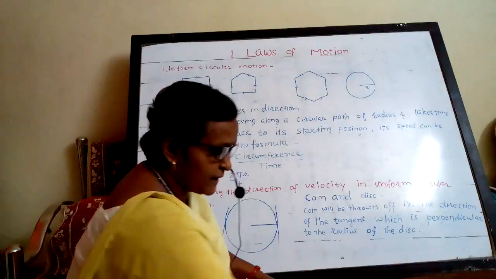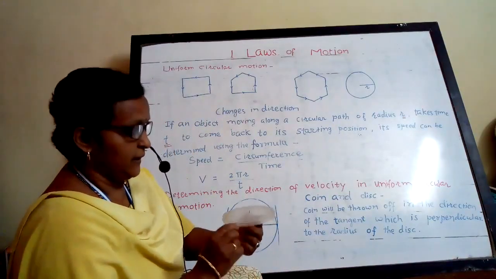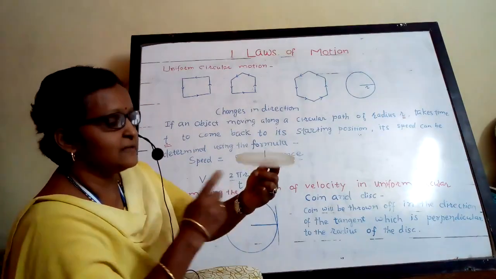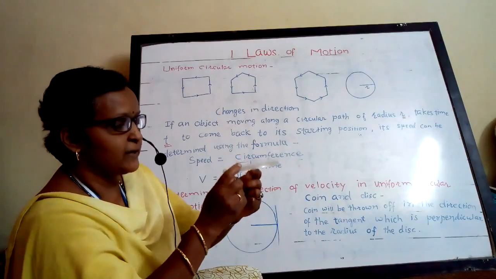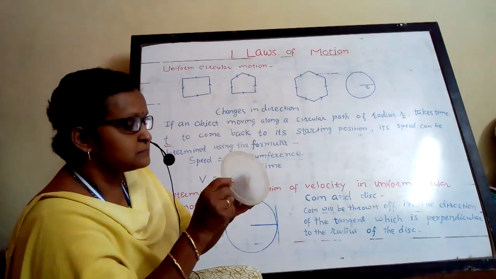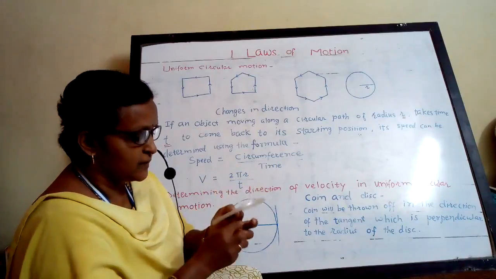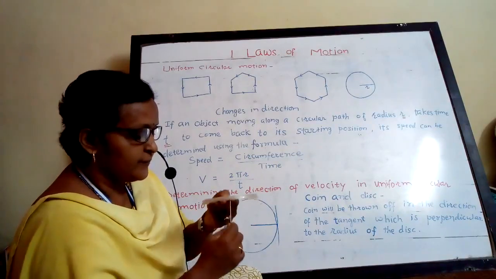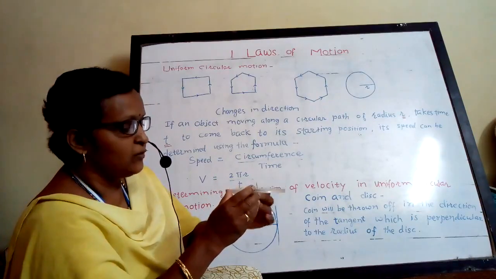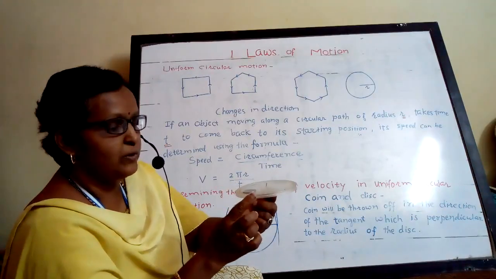Now if the object is moving in a circular path, there is one activity given in your book. Suppose there is a continuously moving disc. This is the disc. You can do this experiment at your home also. If a coin is placed on the rotating disc, if I put the coin here and I give motion to this circular disc, the coin will be thrown off.